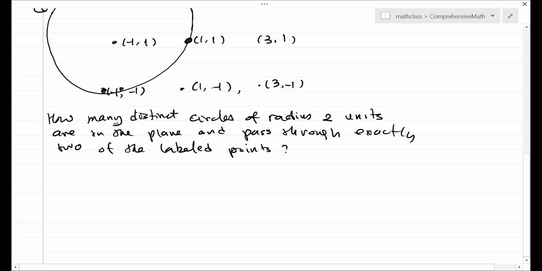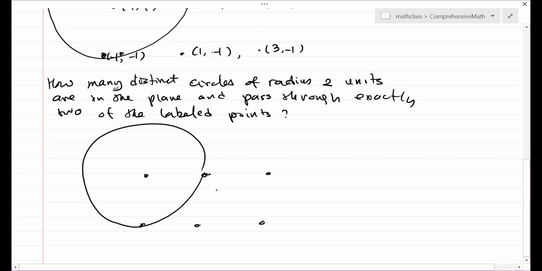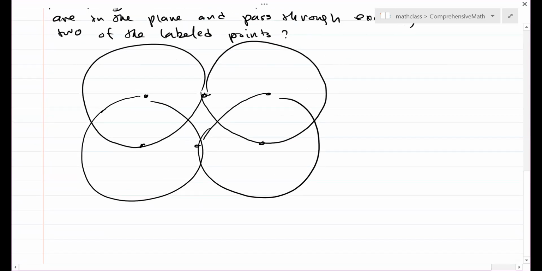But that does not mean we get all of them. So it's not easy to do this problem actually. Let me put 6 points. So I'm going to get one circle, another circle, and also get more circles. Then there are also many other ways to draw the circles, with a radius, let's see, we have to get a radius of 2.